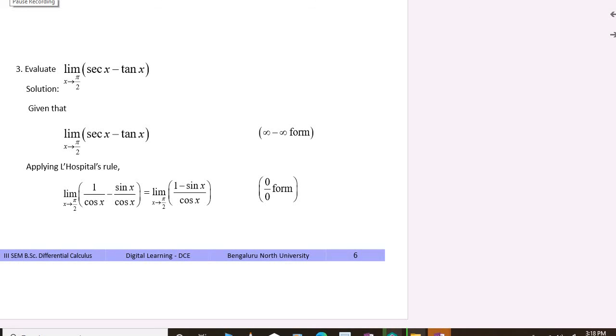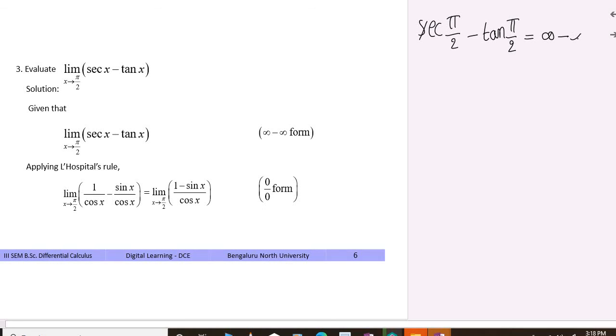Next question. Evaluate limit x tends to pi by 2, secant x minus tan x. First of all, I want to substitute pi by 2 in the given function. Secant pi by 2 minus tan pi by 2. Secant pi by 2 is infinity, minus tan pi by 2 is infinity. This is an indeterminate form.